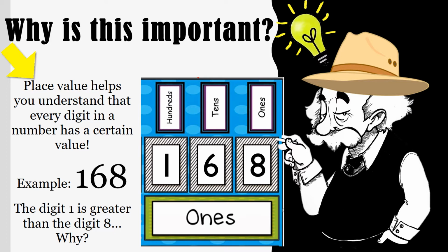168. I've put it in my place value chart. Let's start by looking at the 8. I notice that it's in the ones. Well, 8 ones is equal to the number 8. Next, let's look at our digit 1. That is in the hundreds place, so that is 1 hundred, which equals 100. Oh, so the digit 1 is greater because its value is actually 100. That makes total sense. Thank goodness we had this place value chart.